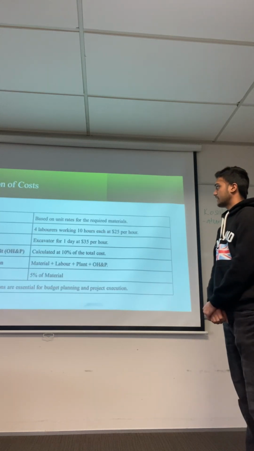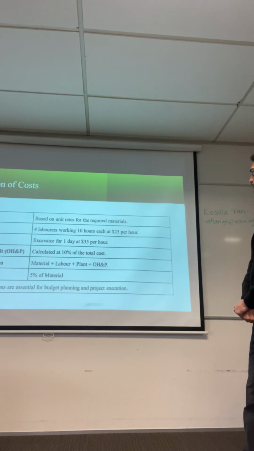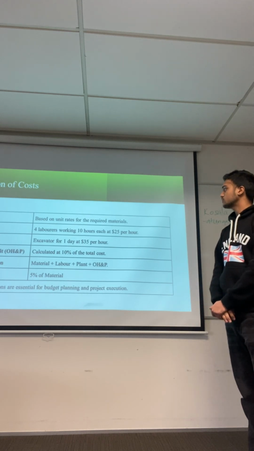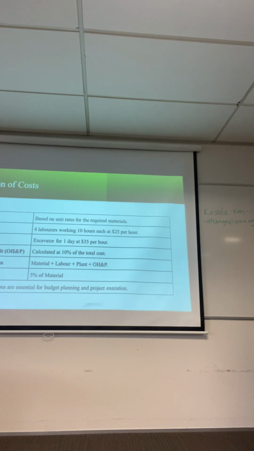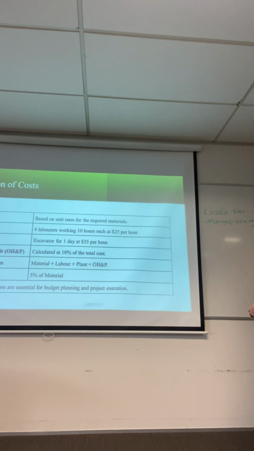And the next slide is calculation of costs. Material cost: the first one is based on unit rates for the required materials, and second is labor cost. Labor cost for laborers working 10 hours each at $25 per hour, and plant cost is excavator for 1 day at $35 per hour. And fourth is overheads and profit, calculated at 10% of the total cost.